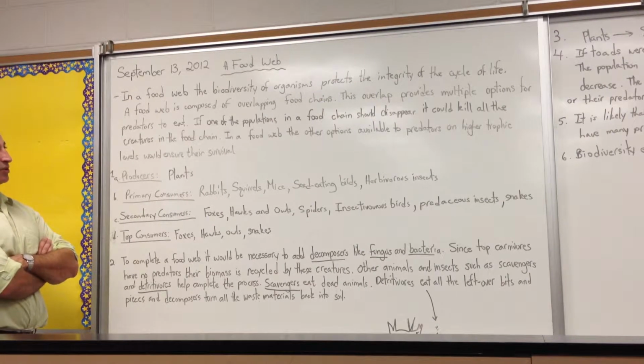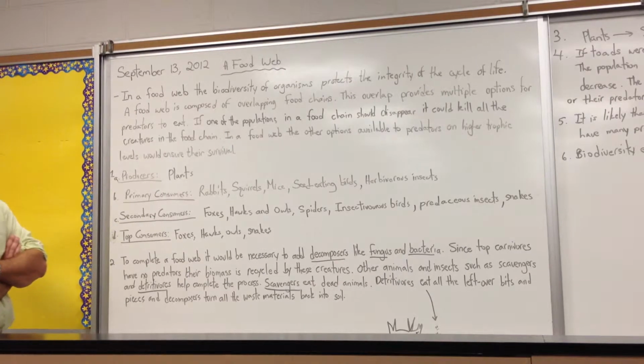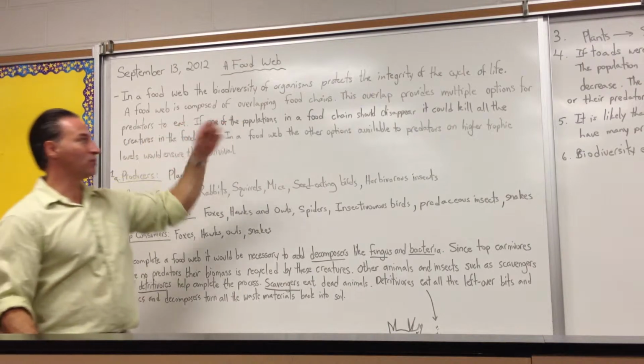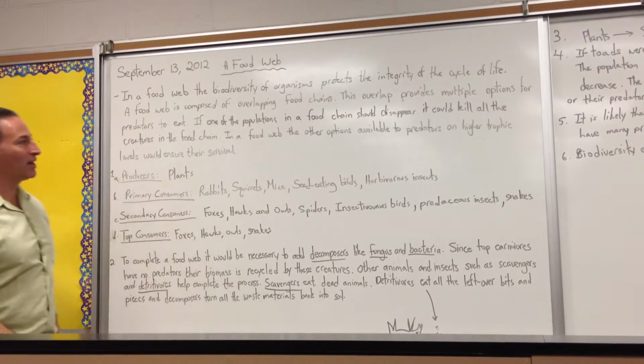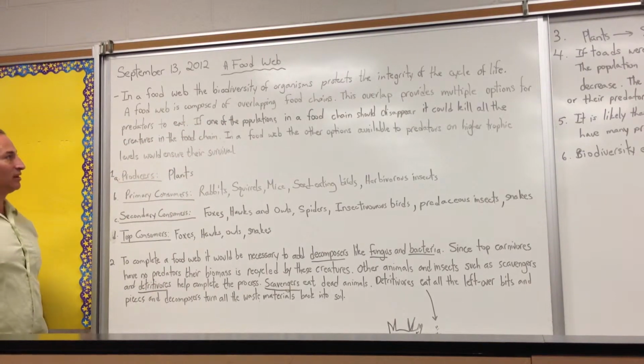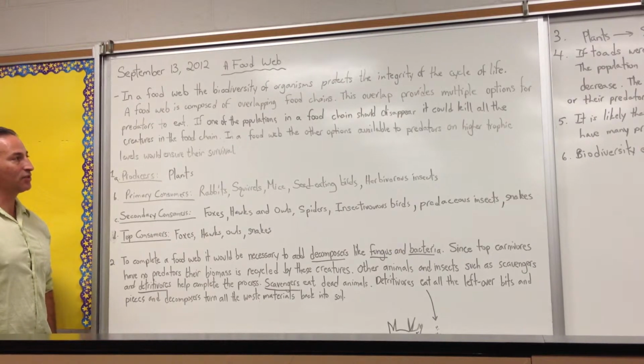the creature above it also has multiple prey to feed on, so that if one of them goes extinct, it'll have an alternate food source. So a food web is composed of overlapping food chains. This overlap provides multiple options for predators to eat. If one of the populations in a food chain should disappear, it could kill all the creatures in the food chain. But in a food web, the other options available to predators on higher trophic levels would ensure their survival.